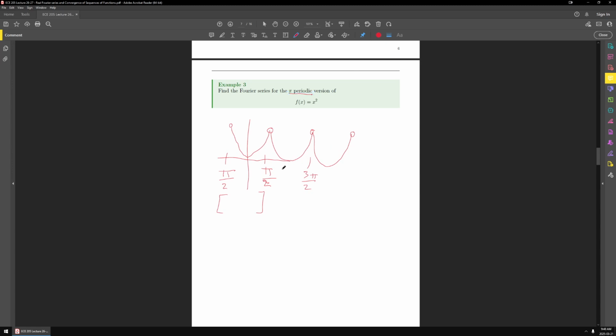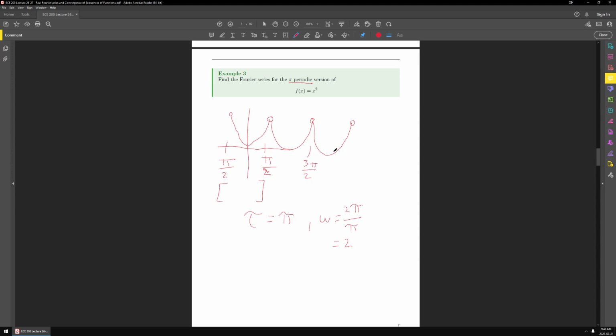So the questions we need to ask: what is tau? What is omega? And what basis of functions should I expand in? So tau is always the length of the interval, so in this case, it's just pi. Omega is always defined to be 2 pi over tau, so in this case, that simplifies to 2. Because of this, the functions we want to work with would be the complex exponentials e^(2injt).